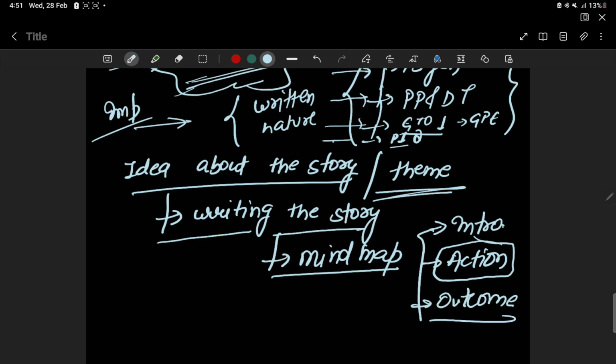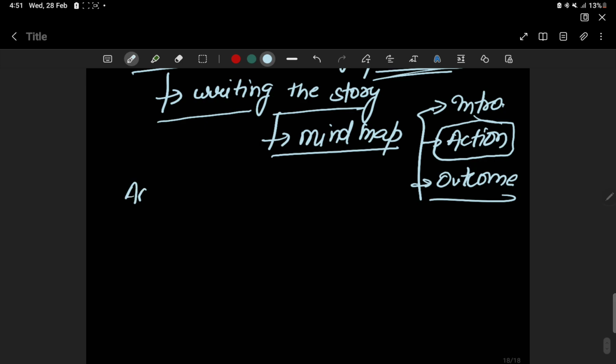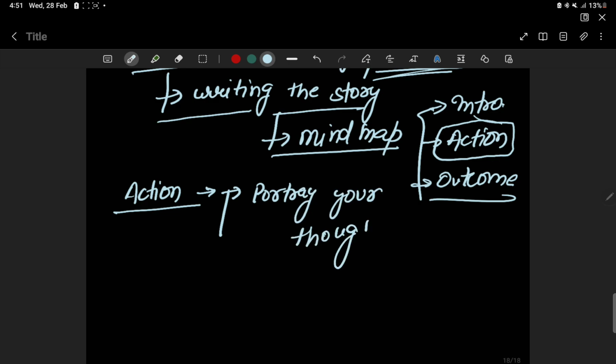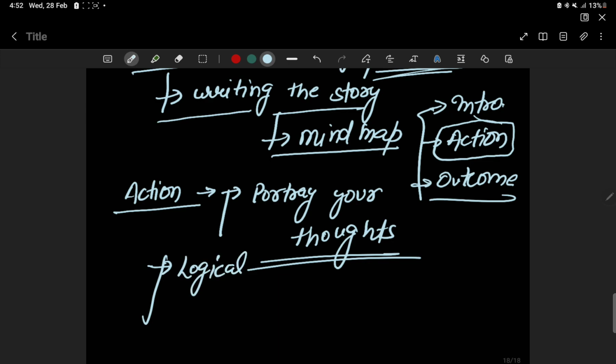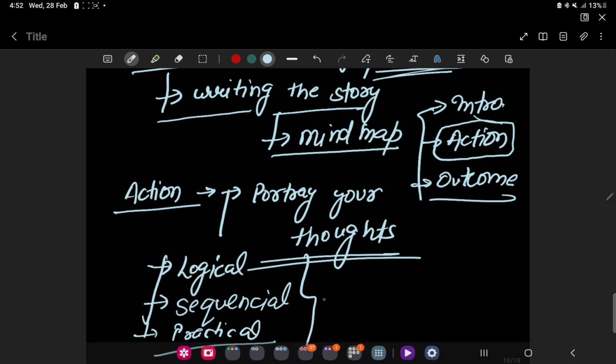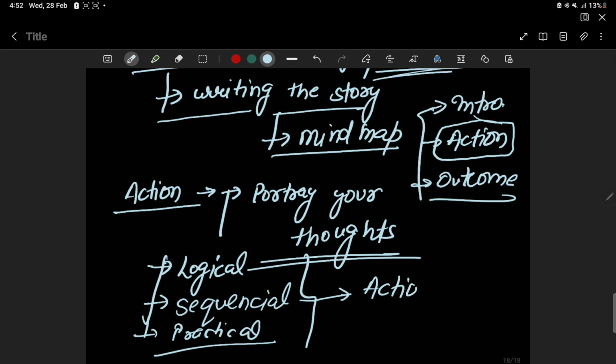As I told you, the action part is very important. Action is the main part, because this will portray your thoughts. Now action should be logical, sequential and practical. These three types of action are important for a good story.